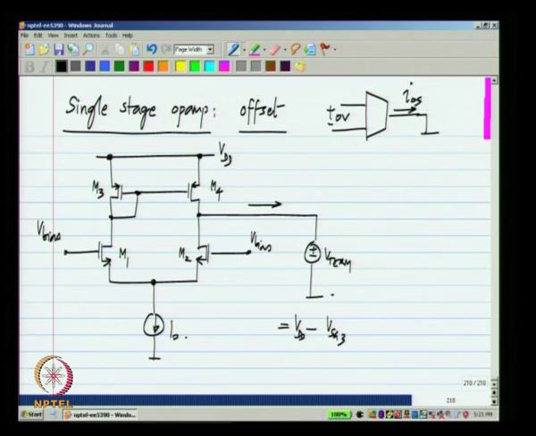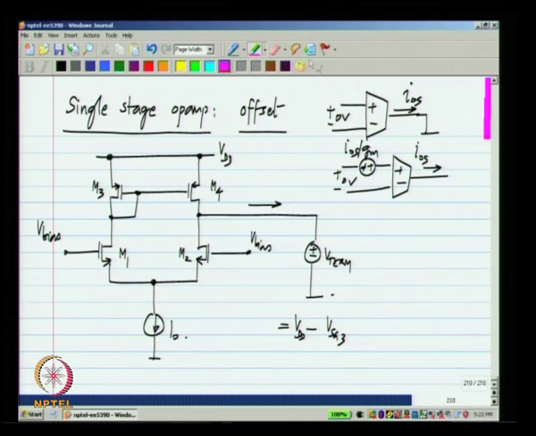I want to represent this as an equivalent input voltage, and that will simply be equal to IOS divided by GM. Clearly, you see that if I apply 0 volts here, IOS by GM is applied to the transconductor and the output current will be IOS. So, as before, I will first calculate this current divided by the transconductance of this circuit to get the input referred offset.